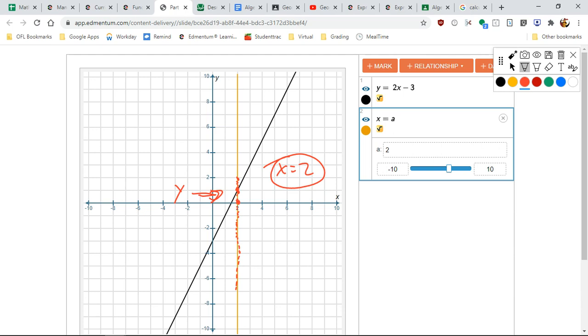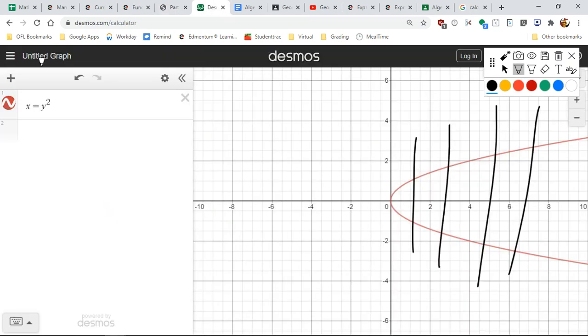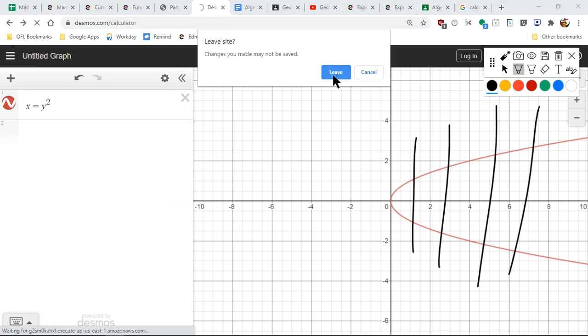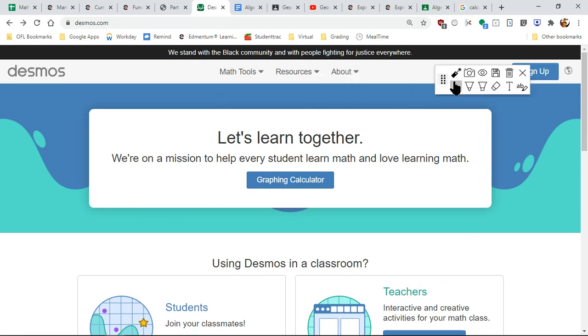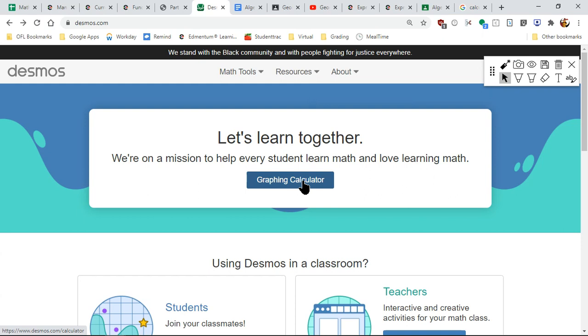Oh, no. You don't need to sign up for Desmos. Sorry, let me do this. I don't have one signed up. I literally just click graphing calculator. I know you can sign up, I just click graphing calculator and it lets you use it.